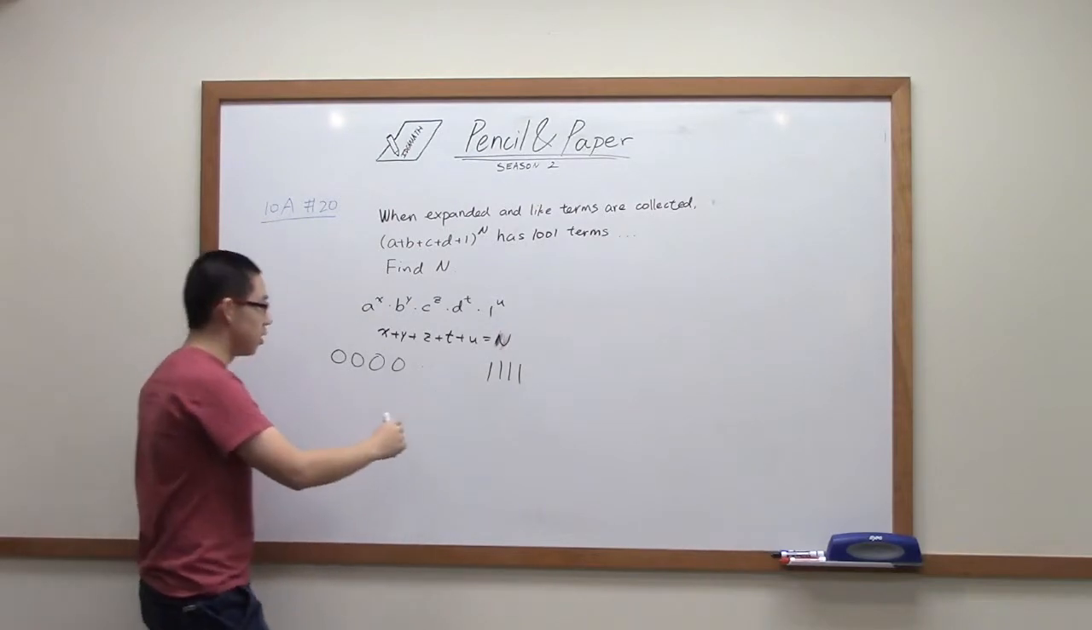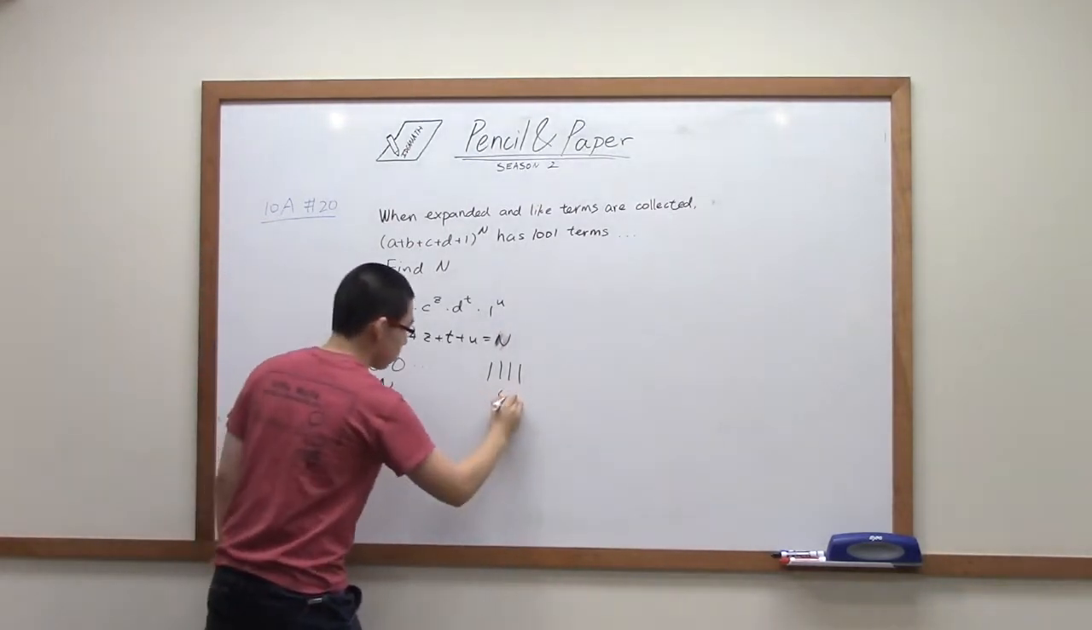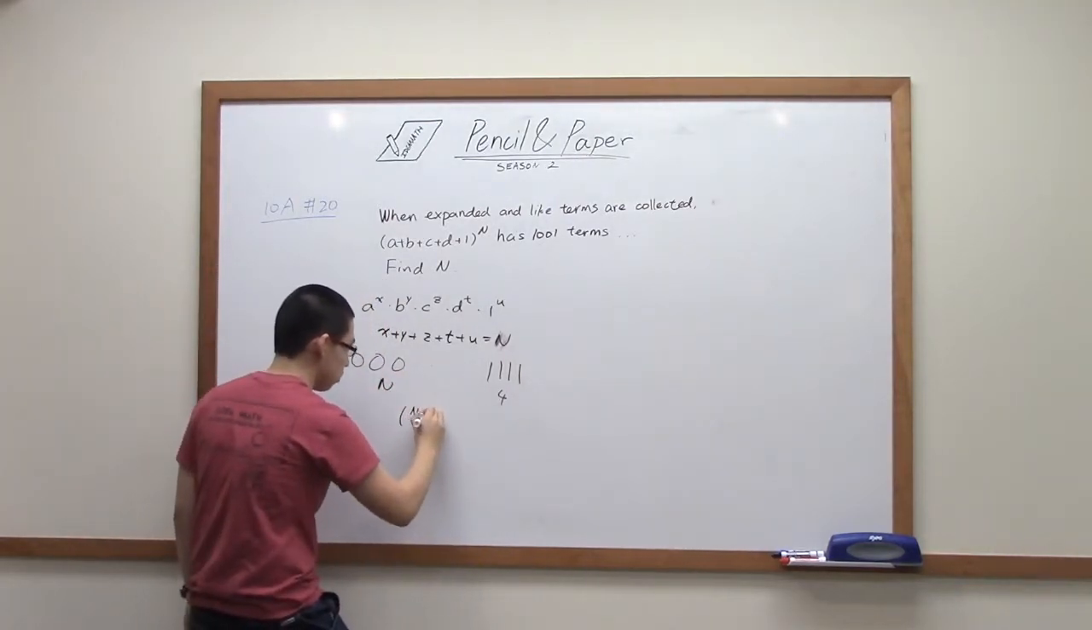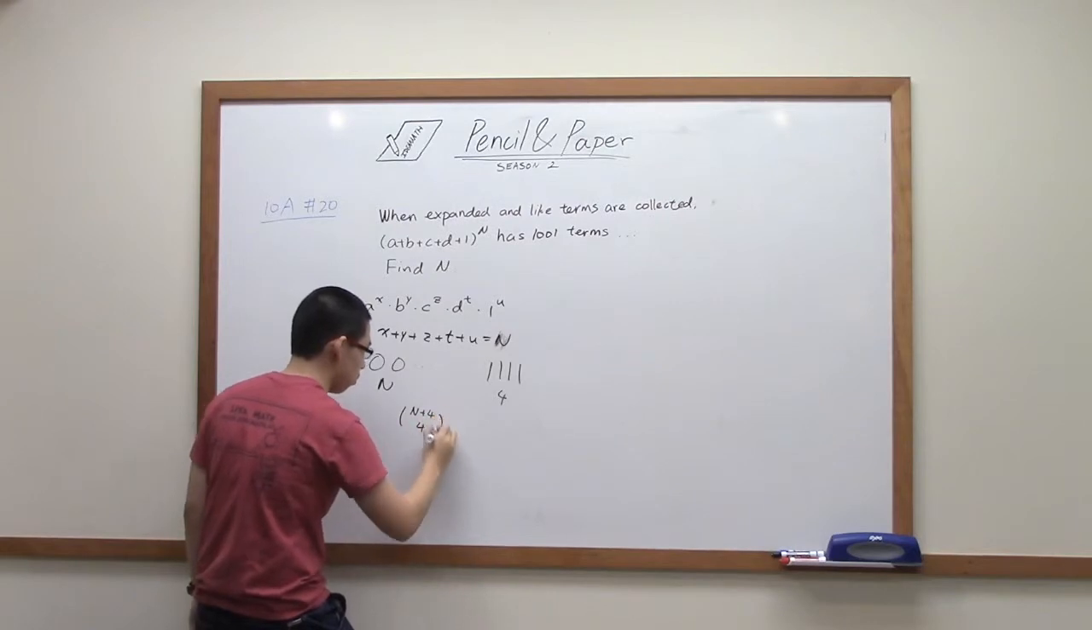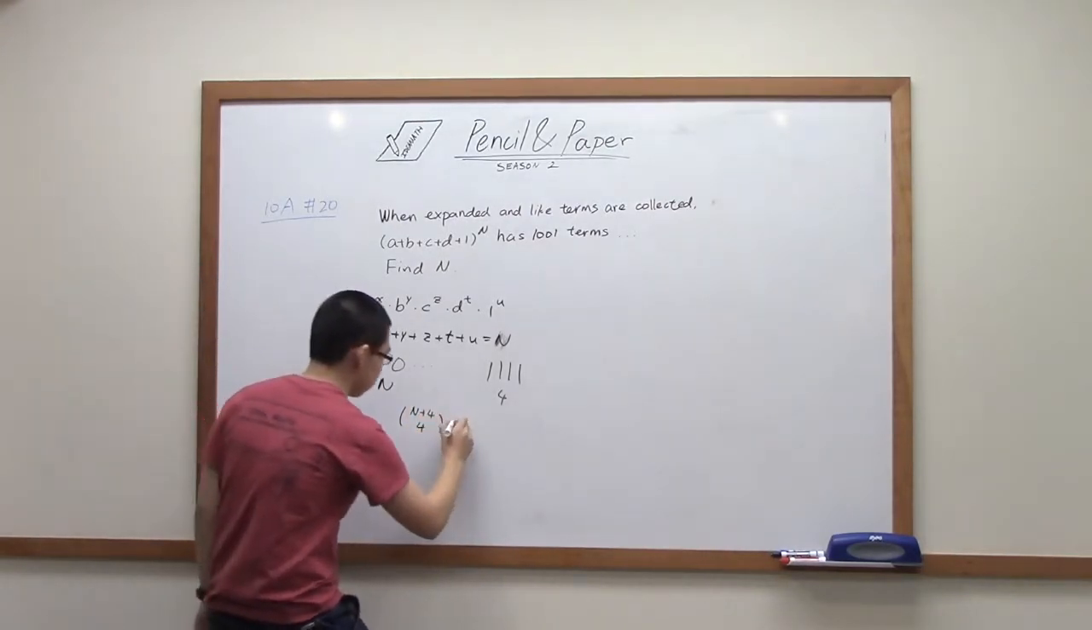So we have n objects and 4 bars. When we arrange them, we have n plus 4 choose 4 ways to arrange them. So this should be the number of terms, which equals 1001.